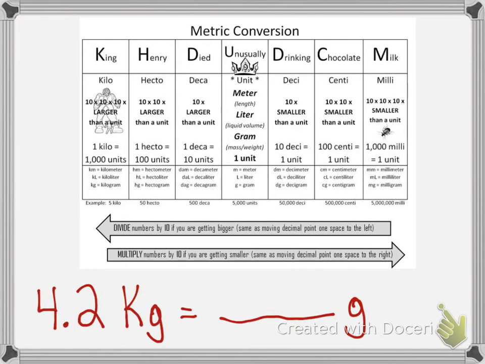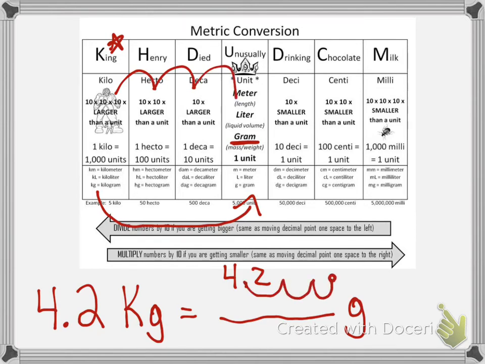Our next example, 4 2/10 kilogram is equal to how many grams? So on our chart, here is kilo, and over here is grams, because that's our base unit. How many times are we going to move our decimal point? We're going from left to right. So 4 2/10, we're moving it how many times? 1, 2, 3. And there's our decimal point.